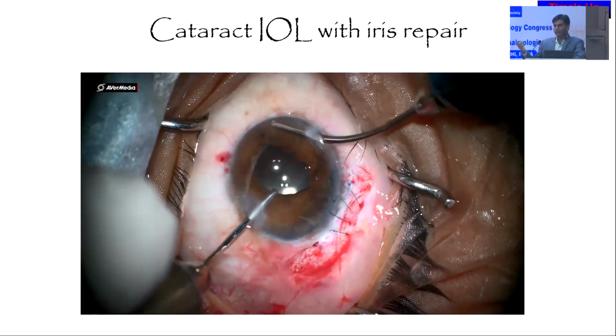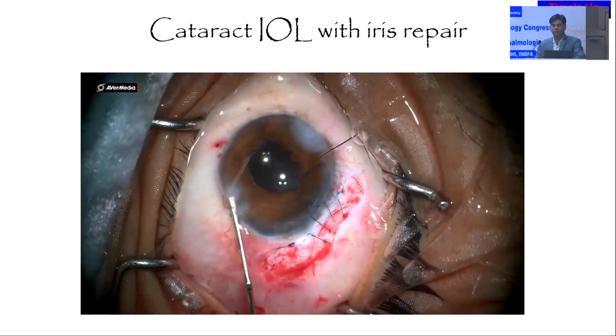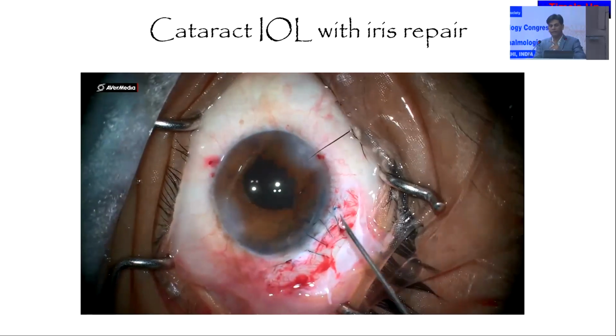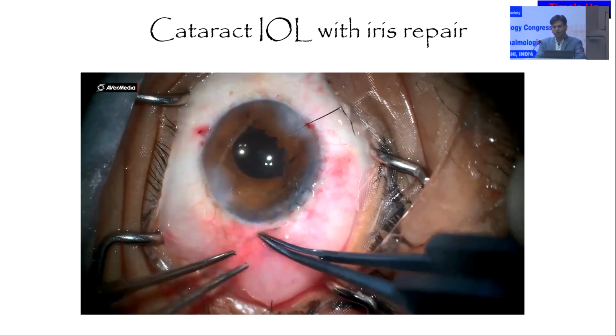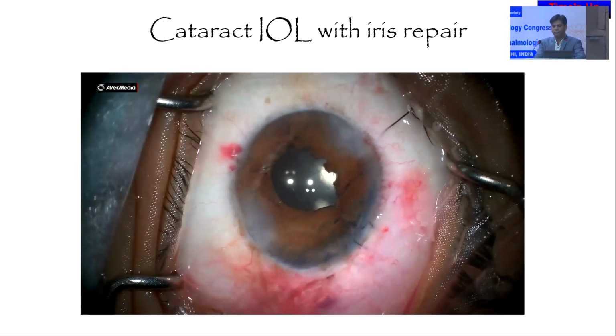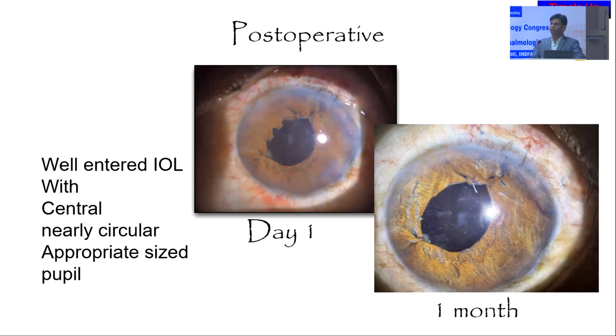And I will show you the results after 1 month, what happens once we give these 3 small nicks to regularize the pupil. And then I close using fibrin glue. And this is day 1. You can see at day 1 there is a zigzag pupil. But after 1 month, you can see here, the pupil is almost circular. So you can get the curvature using these multiple nicks. Here you can see a well-centered IOL with a nearly circular and optimum sized pupil.